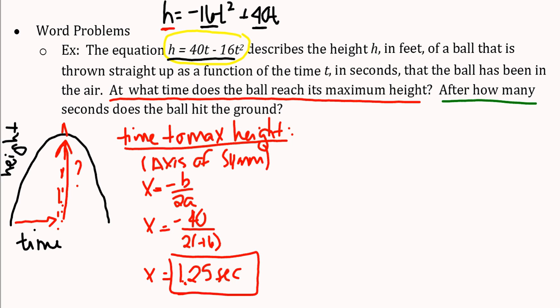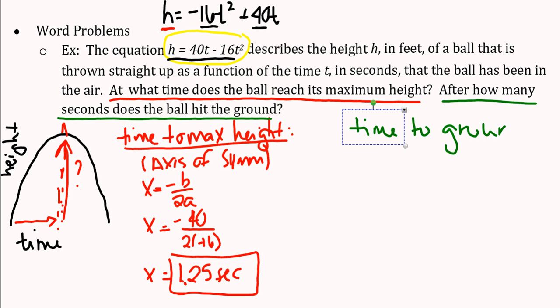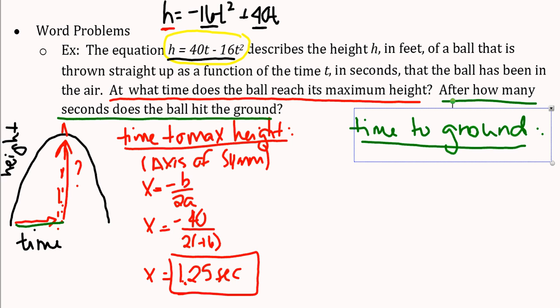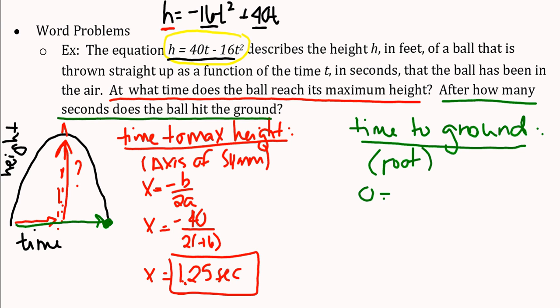The other question says, after how many seconds does the ball hit the ground? So if I want to know the time to the ground, well, when it hits the ground, we're all the way back here at the end, and this, of course, is going to be the root of the equation. We found the roots before by setting y, or in this case h, equal to 0, which should make sense. On the ground, my height is 0. So if I set h equal to 0, I'm going to have 0 equals 40t minus 16t squared, and I can factor this.